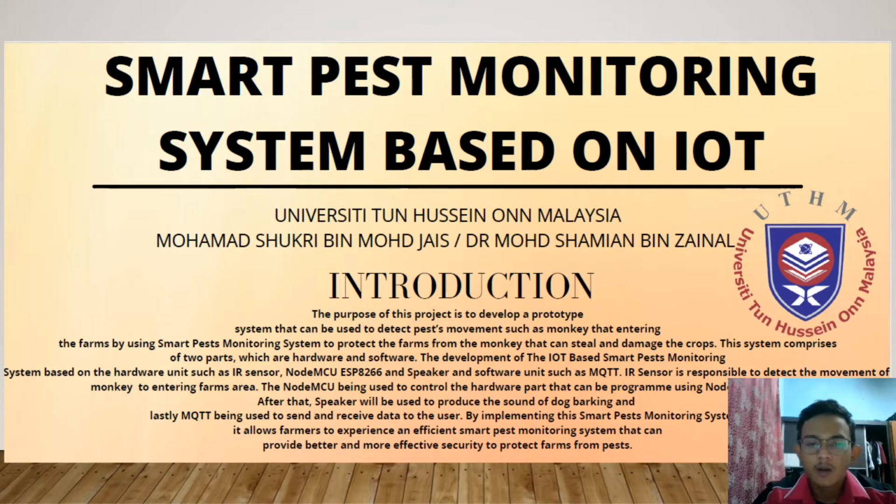The system comprises a hardware unit such as IR sensor, NodeMCU, ESP8266, and speaker, and a software unit such as MQTT, and so on. The IR sensor is responsible for detecting the movement of monkeys entering the farm area, and the NodeMCU is used to control the hardware part that can be programmed using NodeMCU. After that, the speaker will be used to produce the sound of a dog barking, and lastly MQTT is used to send and receive data to the user.